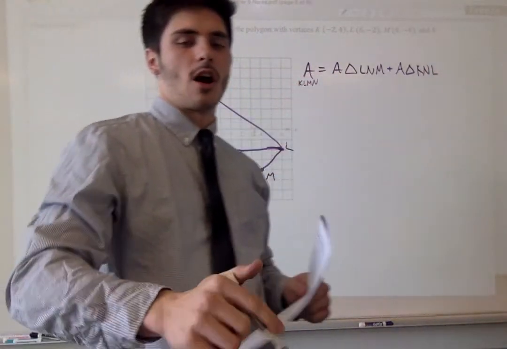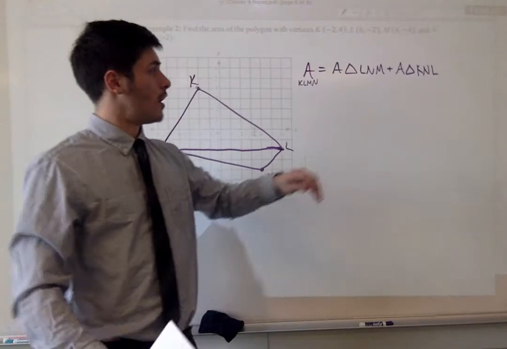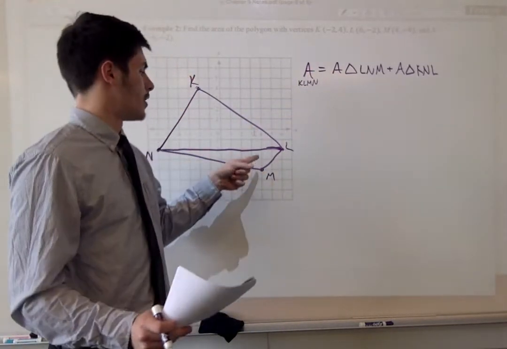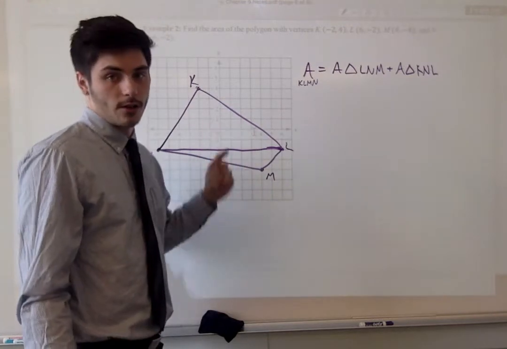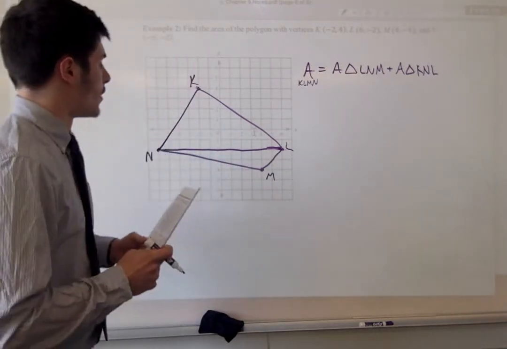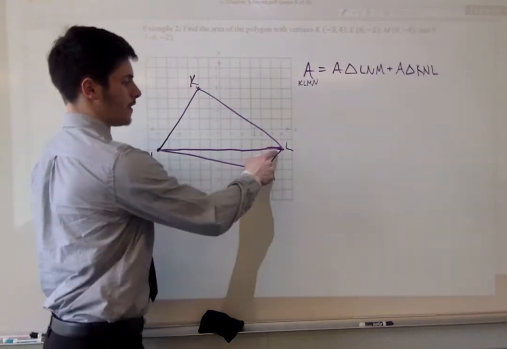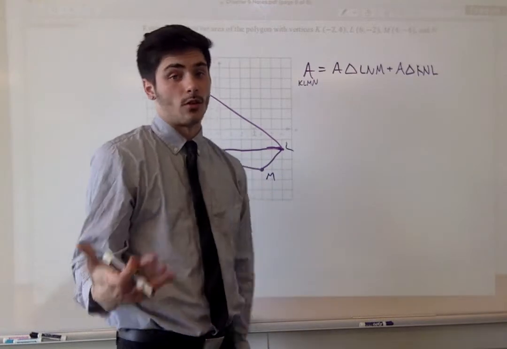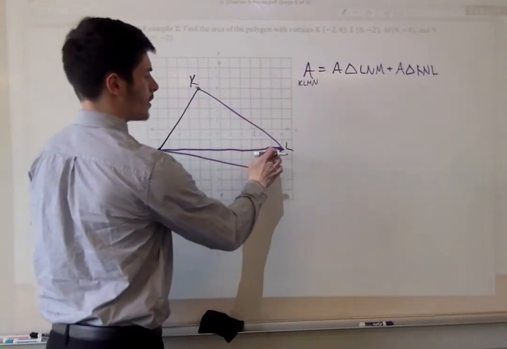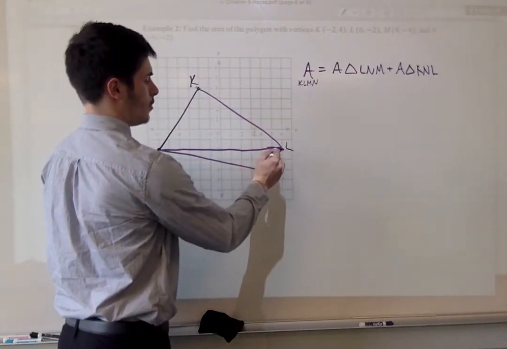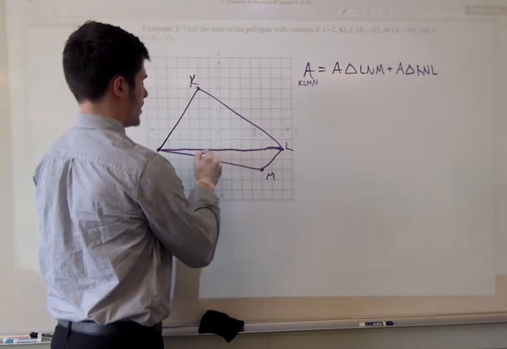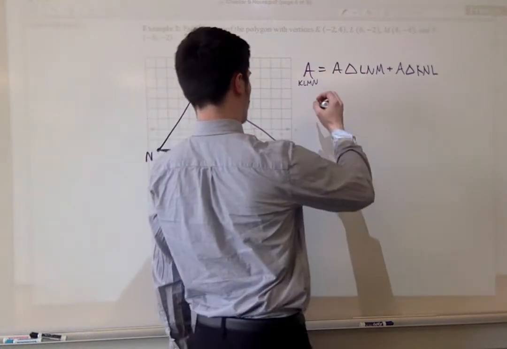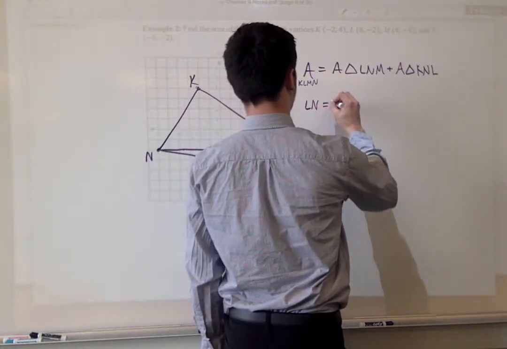So this is just me describing mathematically what I'm going to be doing to find the area of this figure, and I'm just saying that I'm going to add the area of this figure and the area of this figure. So what we got to do, first of all, we can find the measurement of this base here. And how can we do that? Well, since it's a horizontal line, like I said, we can go ahead and just count these units. So we've got 1, 2, 3, 4, 5, 6, 7, 8, 9, 10, 11, 12. So we've got 12 units. So LN equals 12.